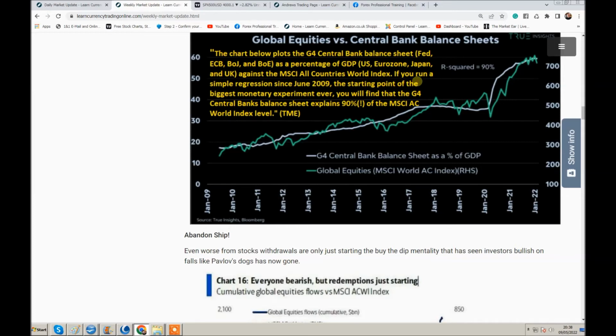If you want to see how important stimulus was to equities, this is a good quote. If you run a simple regression since June 2009, the starting point of the biggest monetary experiment ever, you'll find that the G4 central banks' balance sheet explains 90% of the move. This is for world stocks, but it's for the S&P. S&P is the most important to watch in our view. Okay.